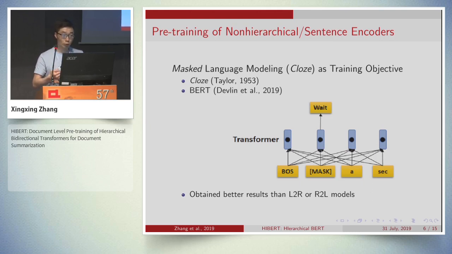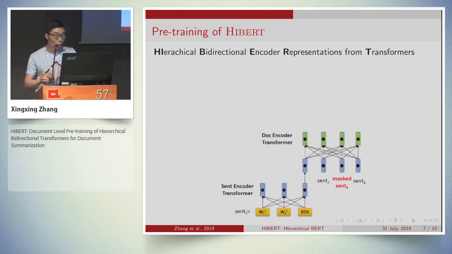Of course, we want to keep this advantage in our model, but we also want to make this model hierarchical since a document is in its nature hierarchical. Okay, our model is called HIBERT, which stands for Hierarchical Bidirectional Encoder Representations from Transformers, the hierarchical BERT. How do we train it? Actually, it's quite simple. You have a document, and then we randomly mask some of the sentences in the document, and then we try to recover them.